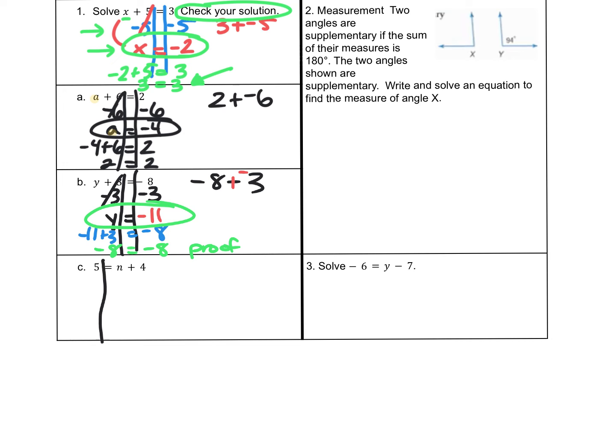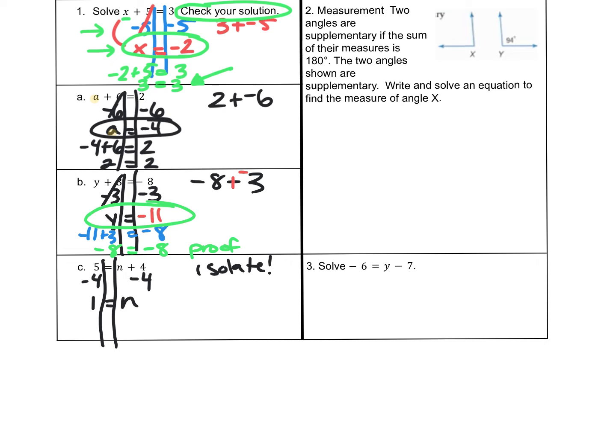Another one. Hopefully you're ready to try on your own here. And then we have 5 equals a number plus 4. So we're going to undo and subtract 4. Our job is to isolate the variable. That means to get it alone. So 5 minus 4 is 1. So we think n is 1.